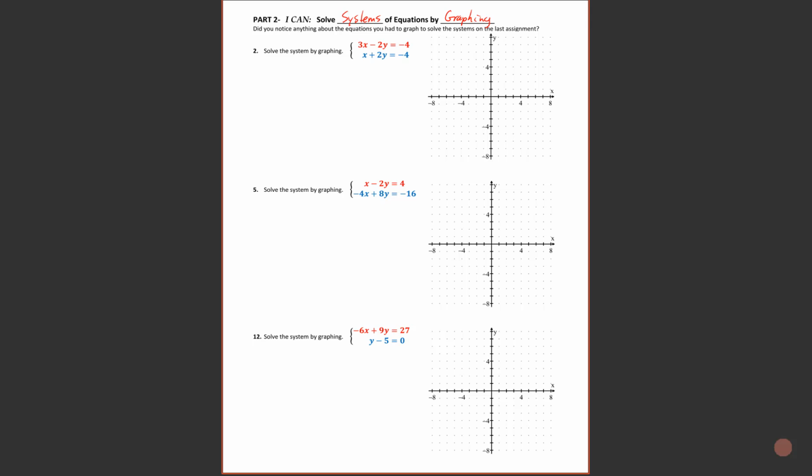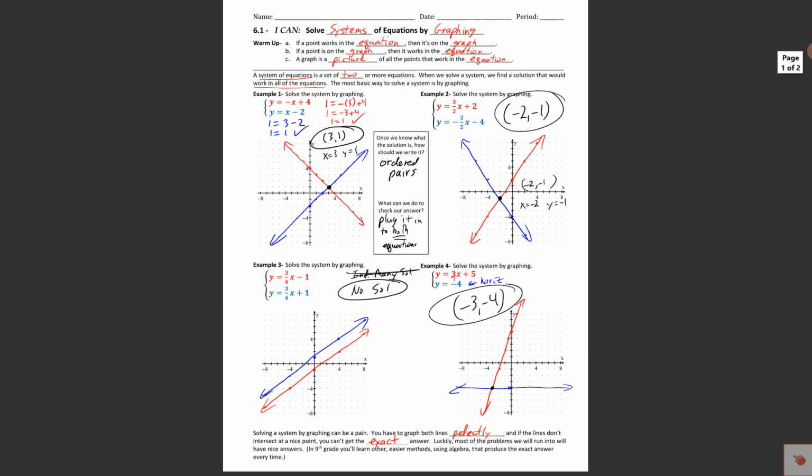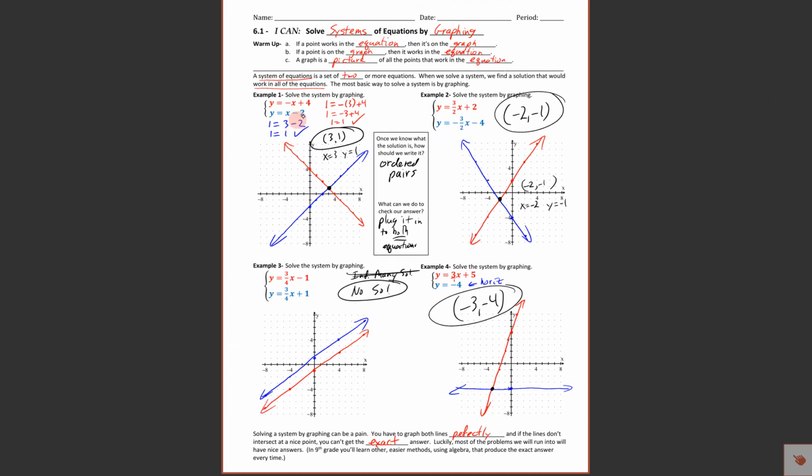If you've done the first assignment from Unit 6, 6.1a, you may have noticed something about all of the systems of equations as you were going through and solving. There was something about those equations, so let's go back here and take a look at what we did yesterday. And I mentioned at the end of yesterday's discussion, you'll notice that each one of these was set up so it would be easy to graph.